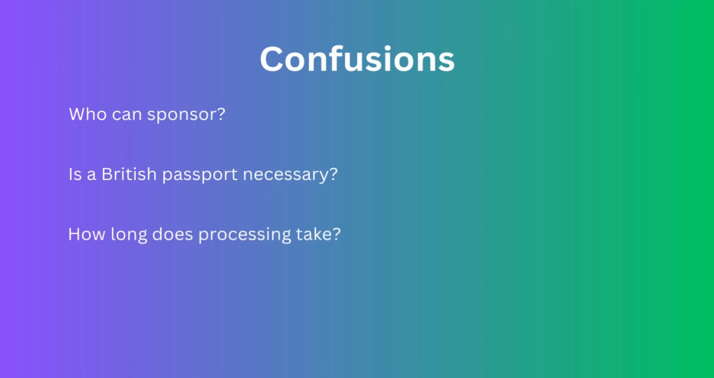The entire process of getting a visitor visa takes around 3 months. So it is quite a long process, and that is why it is recommended to start preparing for it as soon as possible. And lastly, I want to give you some tips to maximize your chances of getting the visa approved. First up, show as much financial proof as possible.